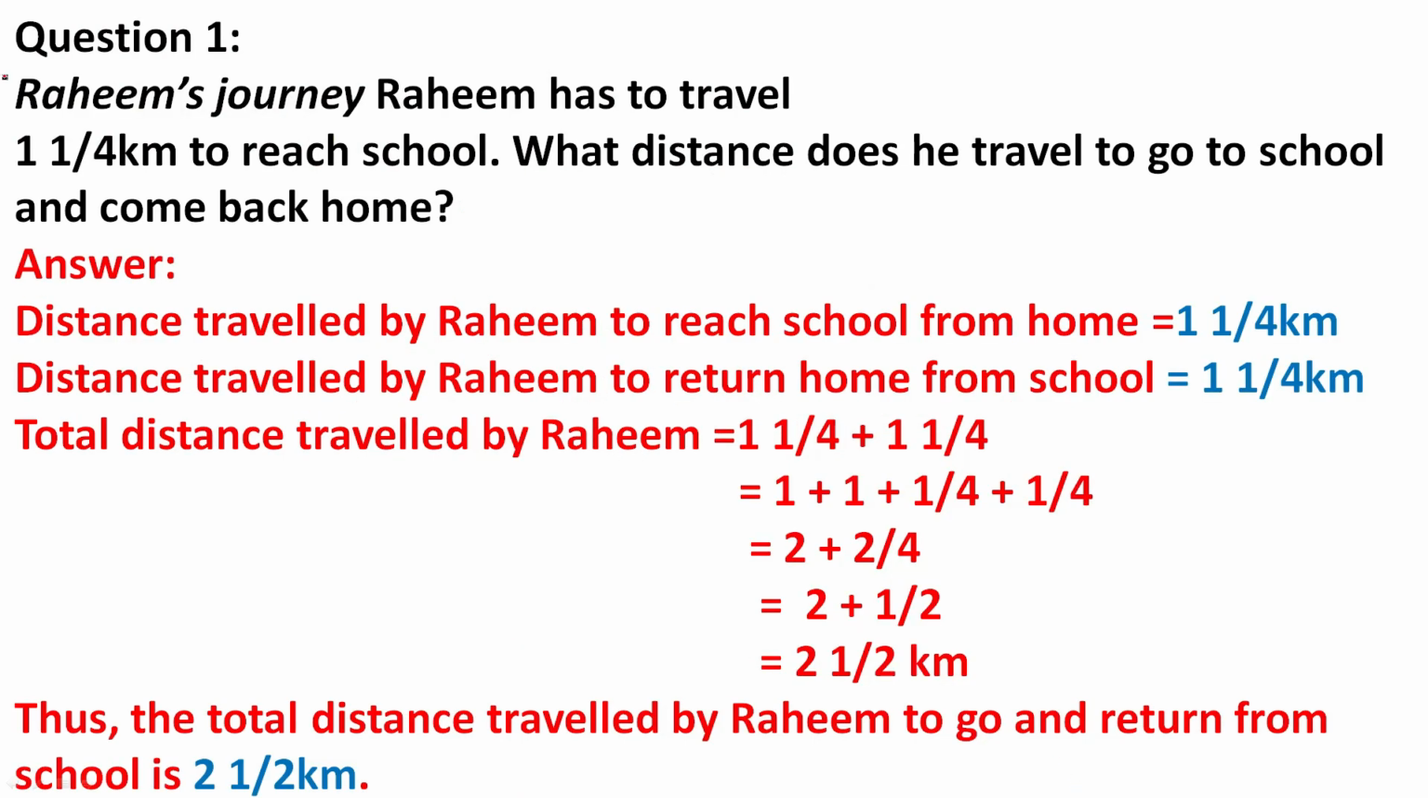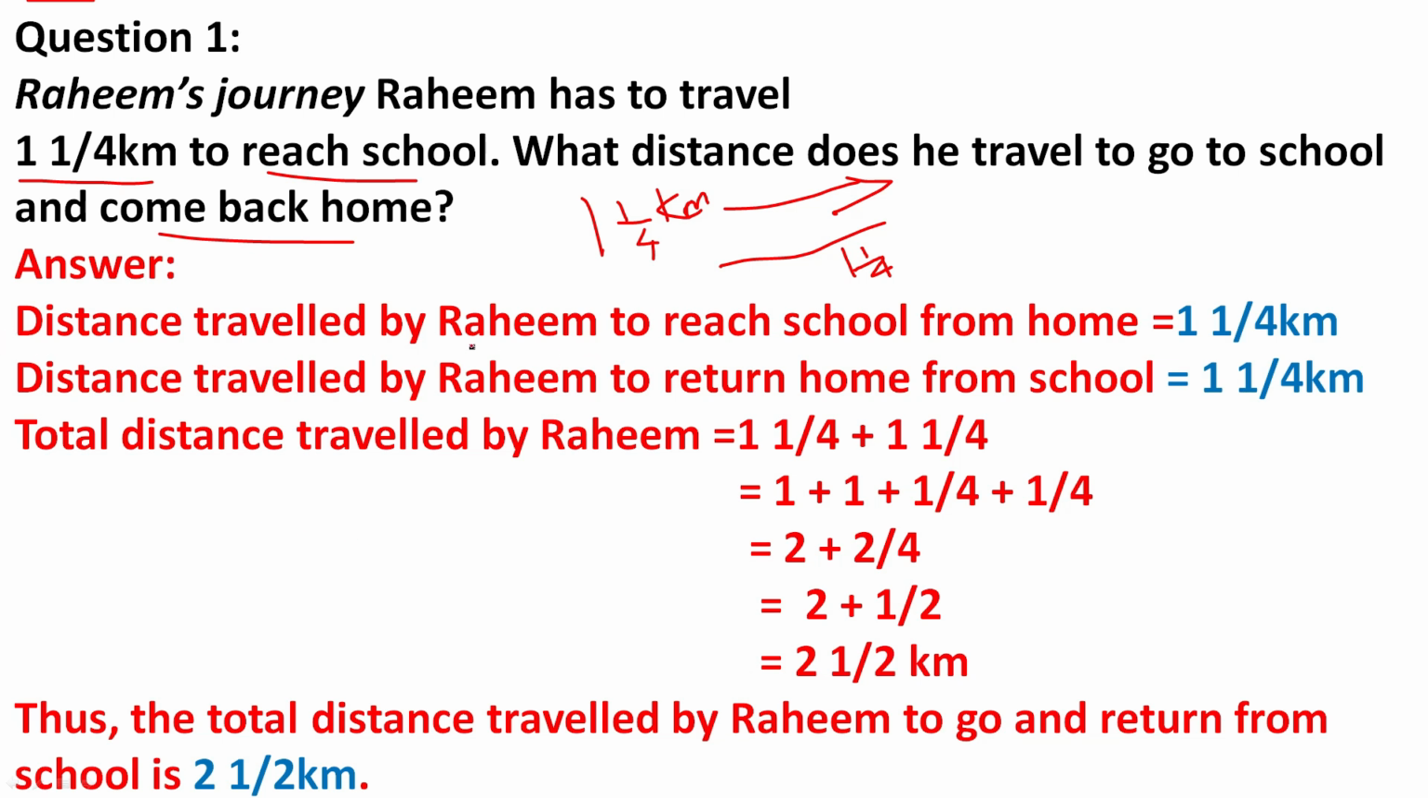Adding, you will get the total. Rahim's journey. Rahim has to travel 1 by 4 kilometer to school. To reach school, what distance does he travel to go to school and come back? 1 by 4 kilometer, he is going to school and coming back 1 by 4. 1 by 4 plus 1 by 4 is equal to 2 by 4, 1 by 2. 1 plus 1 is 2, quarter plus quarter is half.